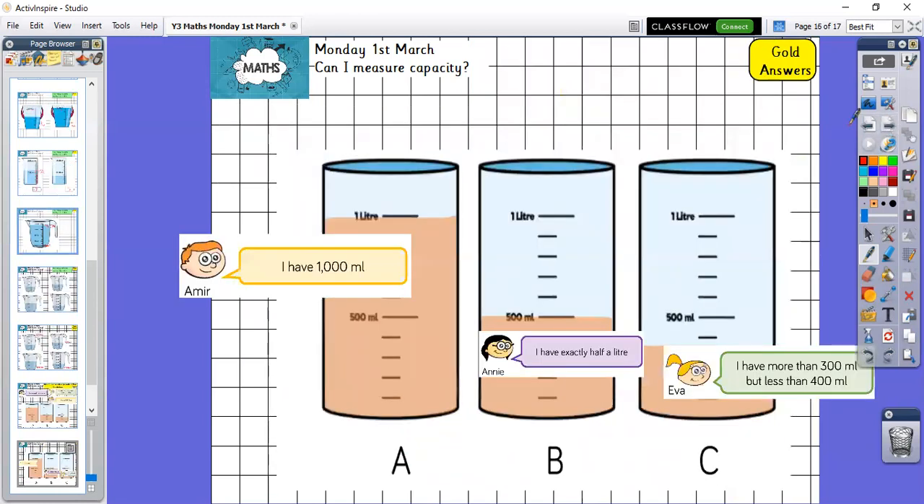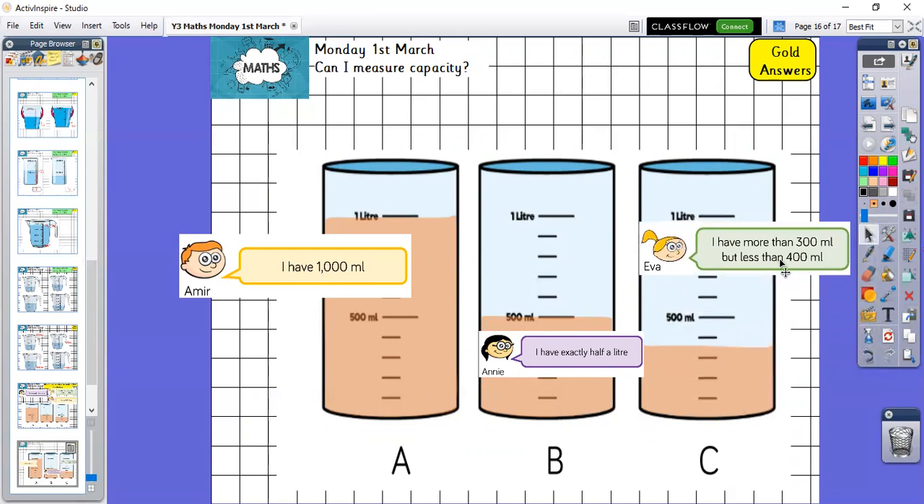Okay, how did you get on? Have a little look. So hopefully you got that Amir was container A because of course 1 litre is the same as 1,000 milliliters. Annie says, I have exactly half a litre. And if 1 litre is the same as 1,000 milliliters, then B would be her container because 500 milliliters is half of 1,000 milliliters. And Eva was container C because she has more than 300 but less than 400. So you would have needed to use those intervals to help you work that out there. So tick off the ones you got correct. And if you want to give the platinum task a go, let's move on.